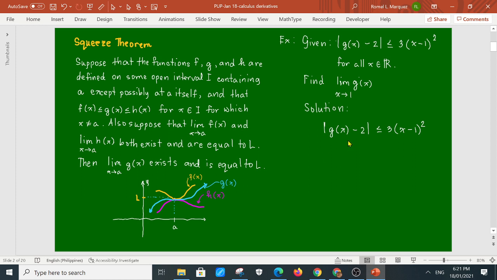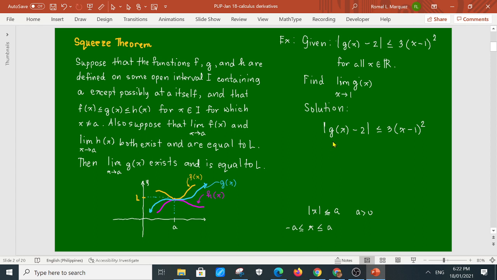Then, from one of the properties of absolute value, if I have the absolute value of x less than or equal to a number, let's say a, where a of course is a positive number, so guaranteed that the right side is positive. If I remove the absolute value, x is between negative a and a. Since equality is included, all you have to do is to have negative a less than or equal to x less than or equal to a.